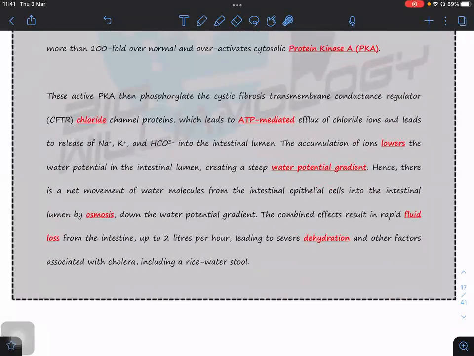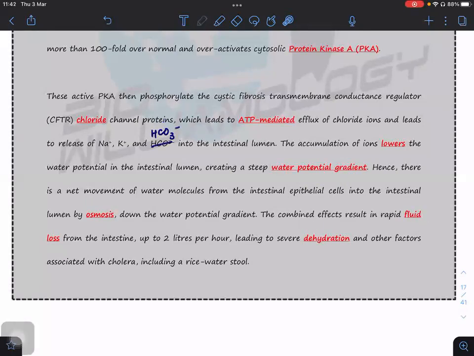So the active PKA then phosphorylates the cystic fibrosis transmembrane conductance regulator chloride channel protein, which leads to ATP-mediated efflux of chloride ions and release of potassium, K plus, and bicarbonate, HCO3 minus, into the intestinal lumen. So accumulation of ions lowers the water potential, creating a steep water potential gradient. Osmosis takes place, with rapid loss of fluids, leading to dehydration.